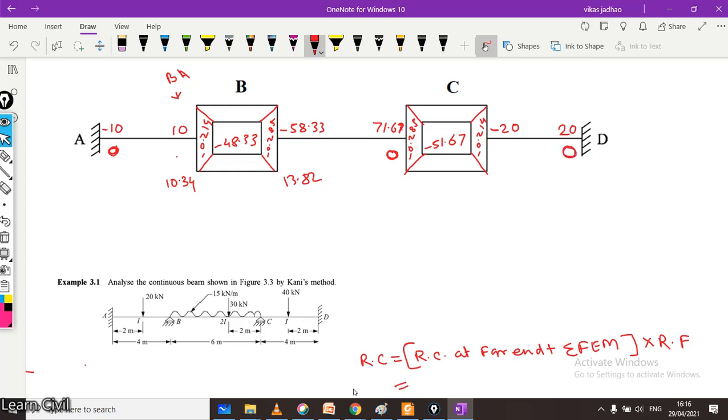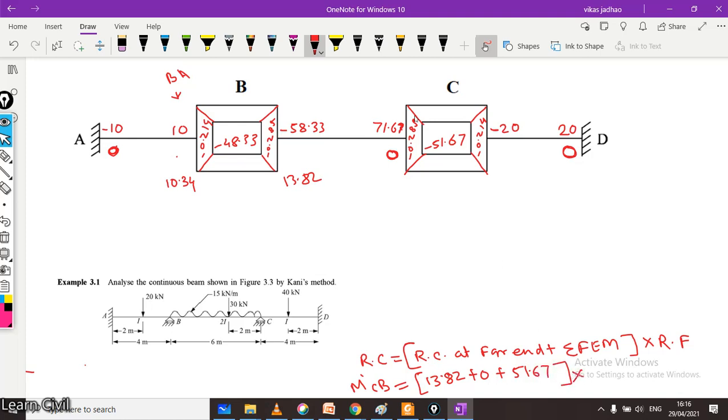So the rotation contribution for CB, that is M dash CB, will be equal to the rotation contribution at far end, that is 13.82, plus 0, plus summation of fixed end moment at joint C. Sorry, this will be plus, because of this 71.67 minus 20, this will be equal to plus 51.67. This is the summation of fixed end moment.